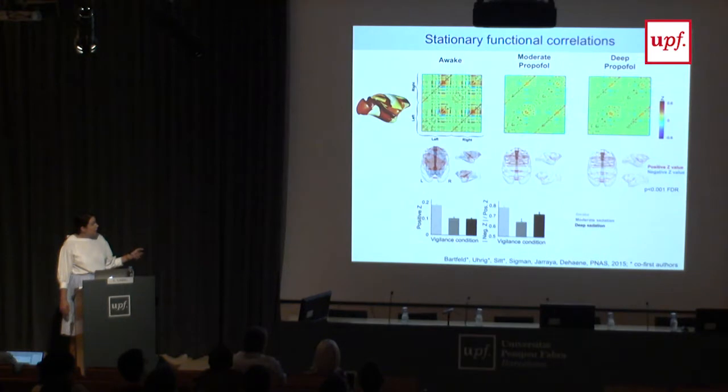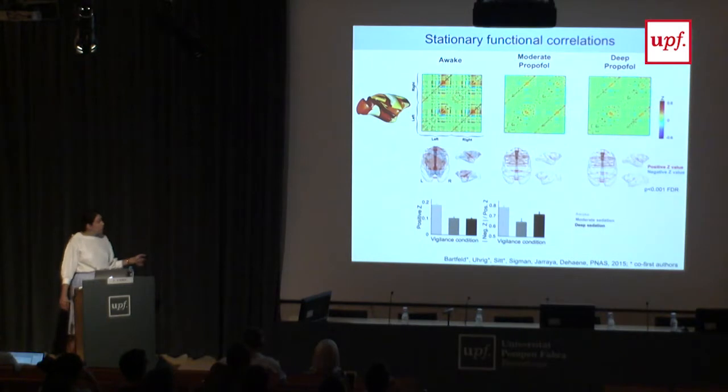Every line represents one region of the monkey brain, for the right hemisphere and for the left hemisphere. When it's more red, you have high positive correlations. When it is blue, you have high negative correlations, and when it is green, you have no correlations at all in these regions. So you see that in the wake state you have a lot of positive correlations and a lot of negative correlations.